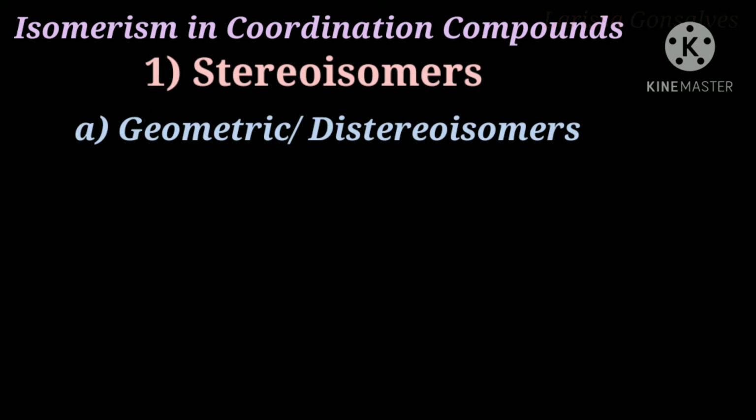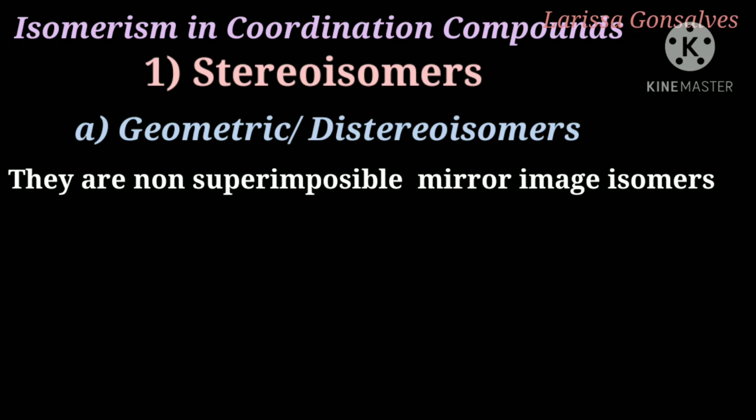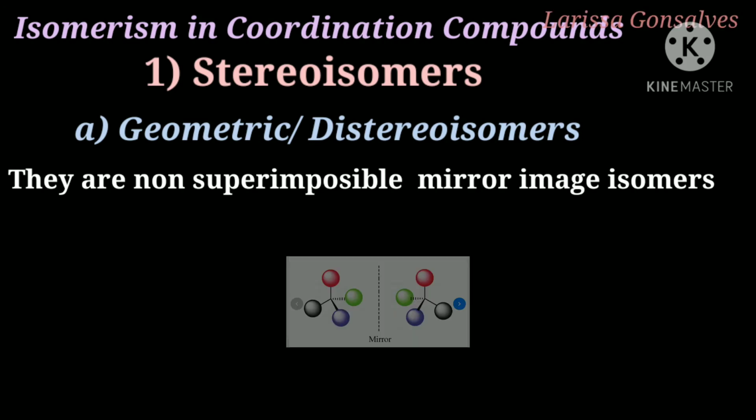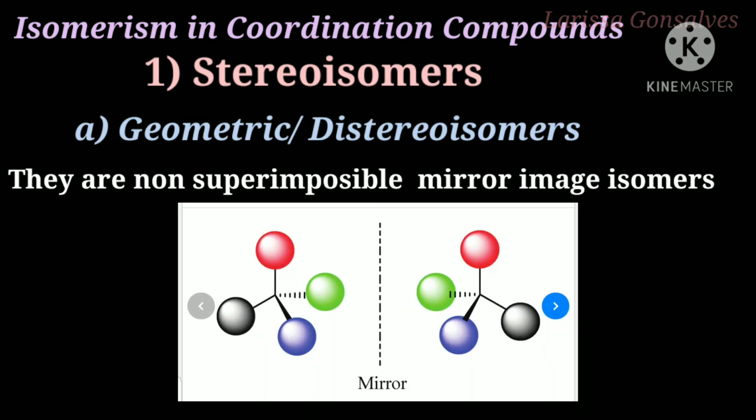What are geometric isomers or diastereoisomers? These isomers are non-superimposable mirror image isomers. Now what is the meaning of non-superimposable mirror image? So here is a picture. There is one isomer, and when a mirror is placed, you can see that the groups present on the left appear on the right, and those on the right appear on the left.